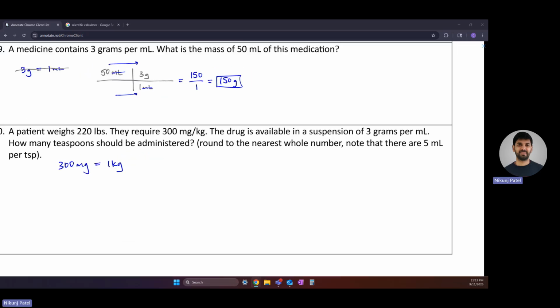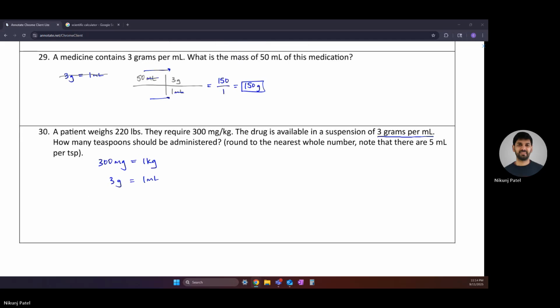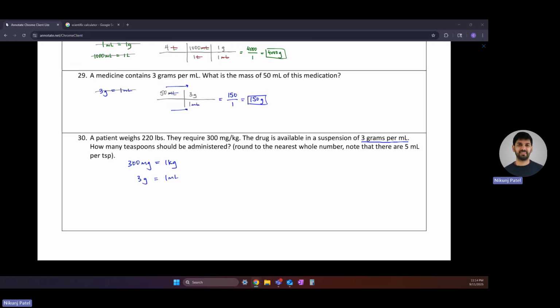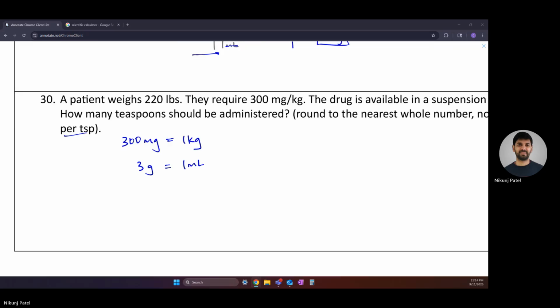It tells us that it's available in a suspension of 3 grams per milliliter. How many teaspoons should be administered? And it gives us a hint there that 5 milliliters is 1 teaspoon.